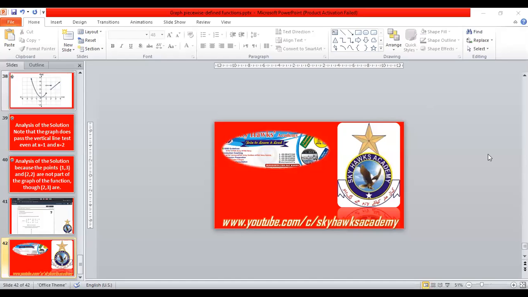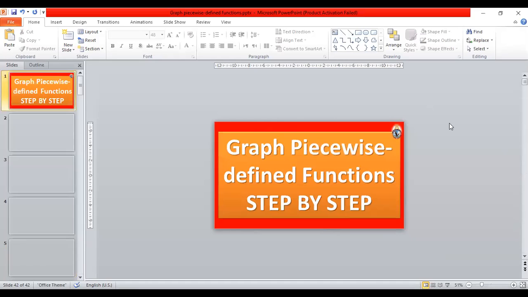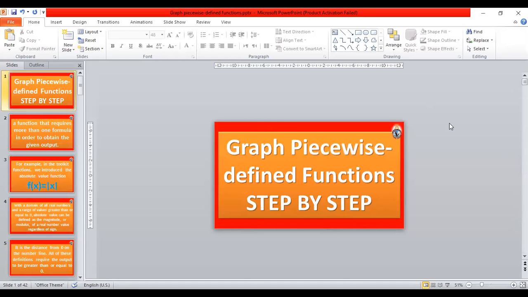Or you can say a new lesson, that is piecewise graphing. What I mean to say, that was exactly the problem from what I have got. So let's see. This is the topic of the day. So let me just show it.